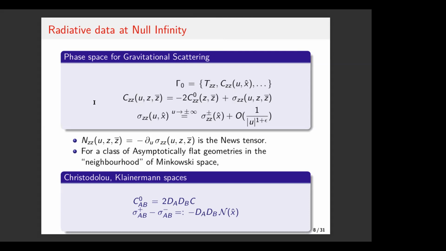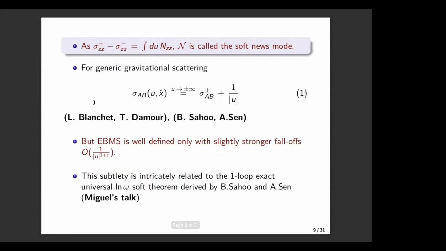Now, this C0_zz actually has two components, z and z bar, but for this class of spaces, which are called Christodoulou-Klainerman, as Strominger explained in his first paper in 2013, we can parameterize this constant shear mode in terms of a single function C. And similarly, for this class of spaces, it turns out that if you look at the difference of sigma plus and sigma minus, then it can be parameterized in terms of a constant function, which I call here the script N. And because sigma plus minus sigma minus is just the zero frequency component of the news, we call it the soft news mode.